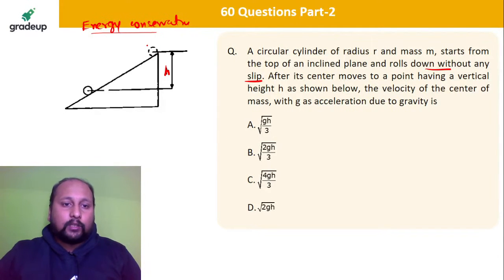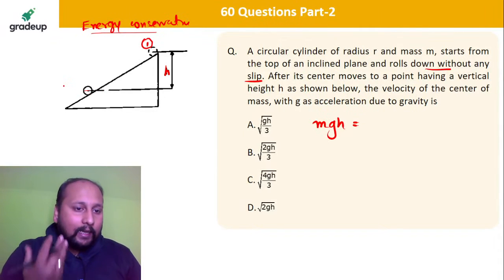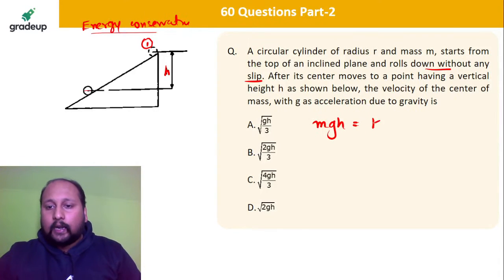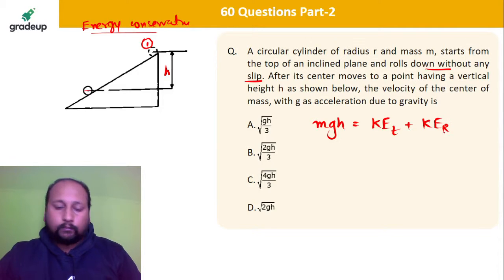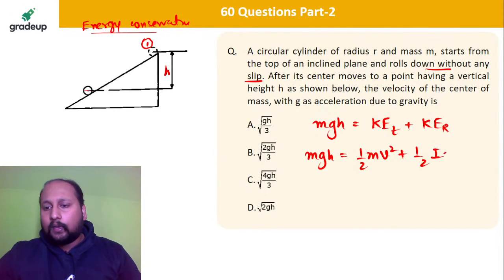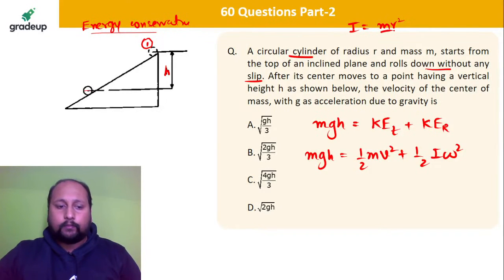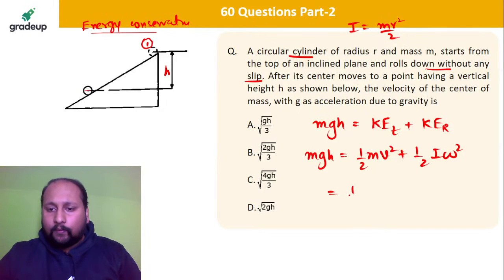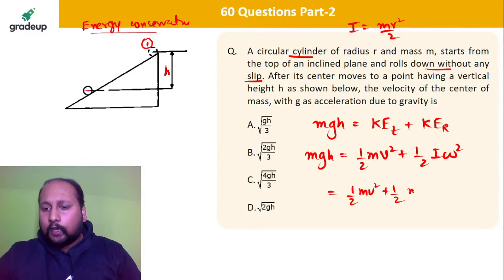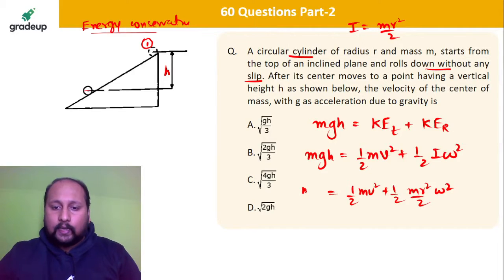Energy conservation. At the topmost position, we'll be having only mgh. Finally at this position we'll have kinetic energy as well as rotational energy. So kinetic energy due to translation plus kinetic energy due to rotation. So mgh is equal to half m v square plus half I omega square. And this is a cylinder. Can you tell me the mass moment of inertia? That will be m r square by 2. So put the value: half m v square plus half m r square by 2 into omega square equals mgh. Mass will be cancelling out. Yes, what is the value you are getting?